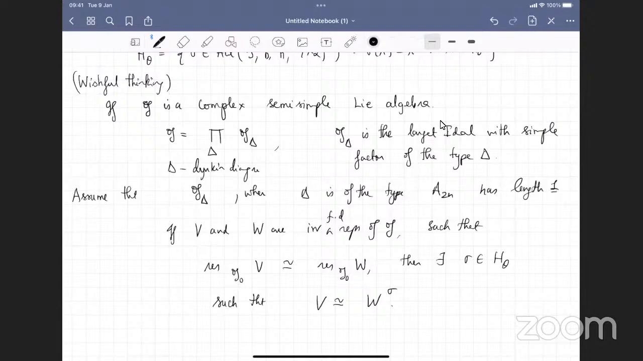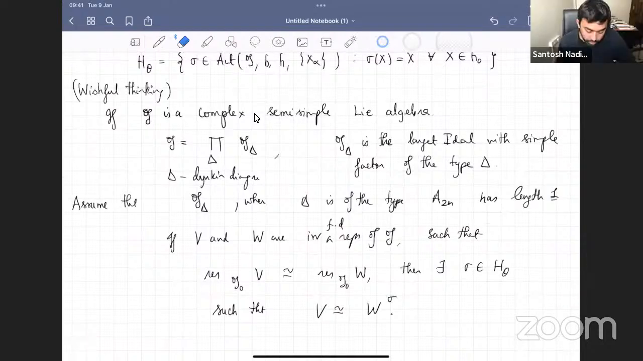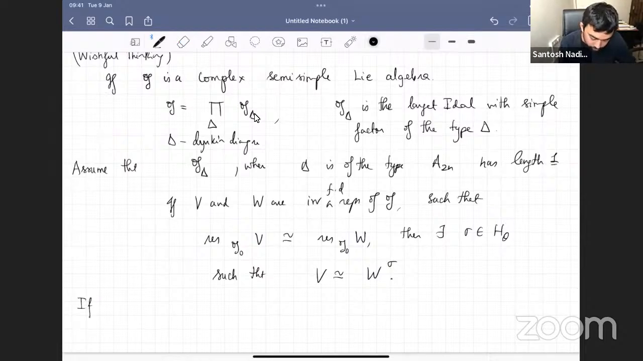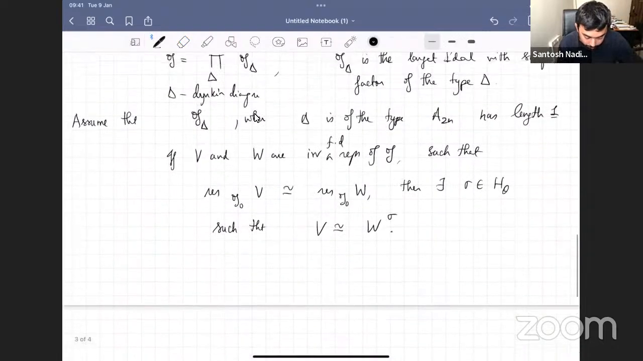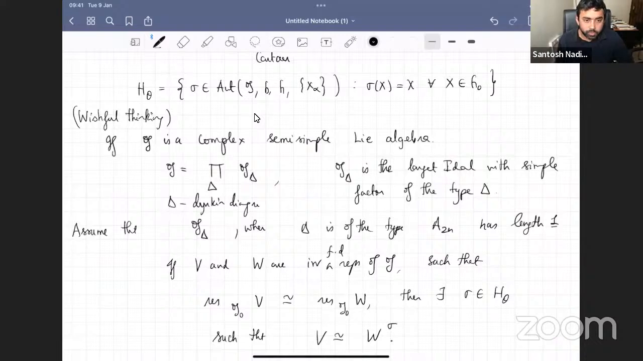So this is what we expect. Sorry, Santosh, when you say length 1, you assume there is only one factor, A2N, only one factor? Yeah, A2N, only one factor. I mean, probably one can do much better, but it doesn't look very neat compared to the statement I'm going to write. The statement, the wishful thinking conjecture, looks very nice to write, but for the A2N case, the counterexample, I don't understand it, so I don't know how to characterize them. So that's why I assume that.